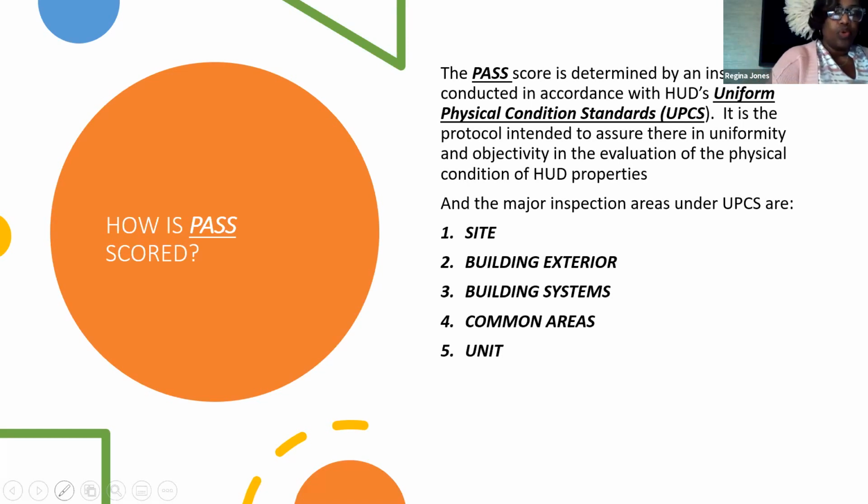Not that those aren't important, but again, as I mentioned before, they're really looking at the livability of our clients' units. So I would say, as before, we would probably give about 60 to 70% of our time looking at the building exterior, building systems, and common areas. It may be 30 to 40% on the unit.